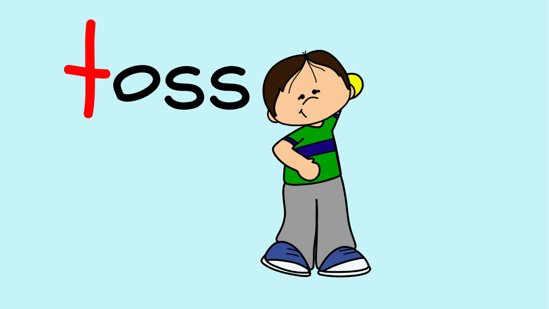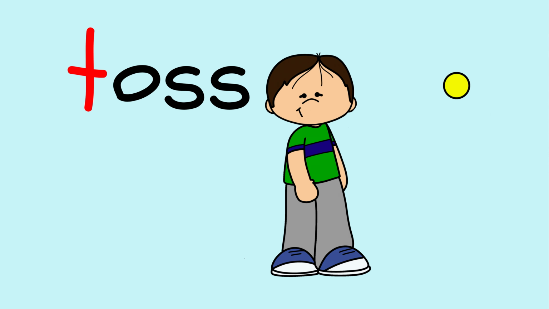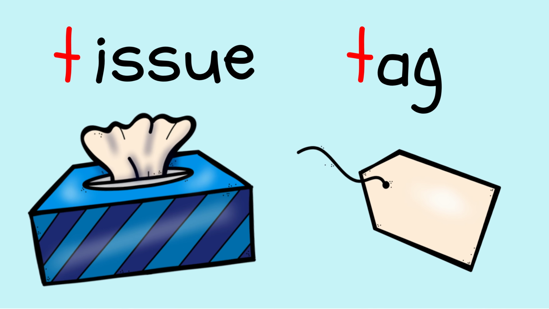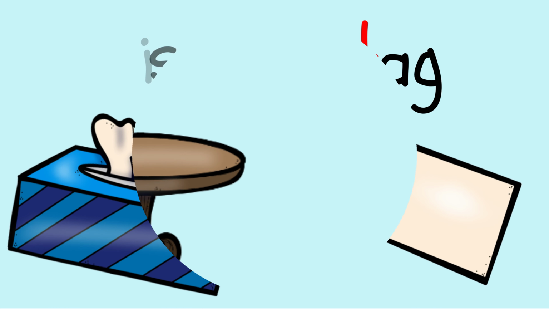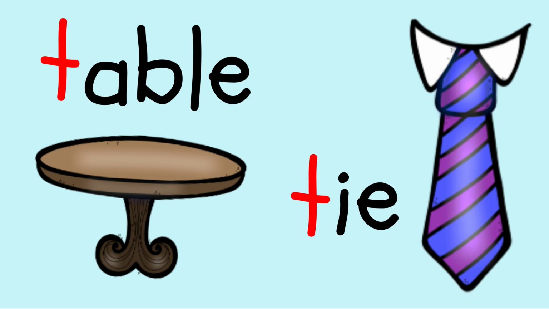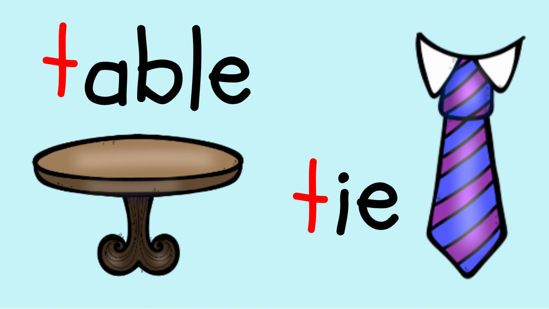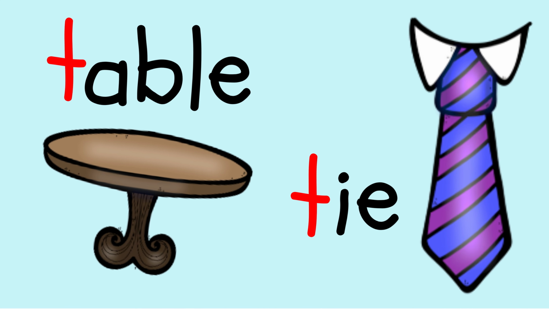How about toss? Tissue and tag work too. Can table and tie be added to the crew?